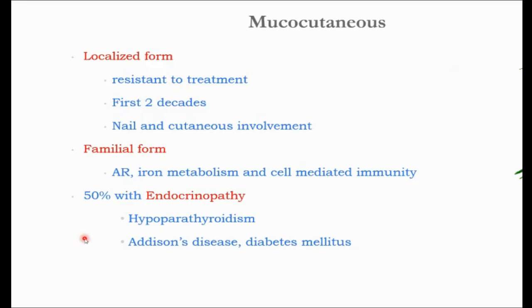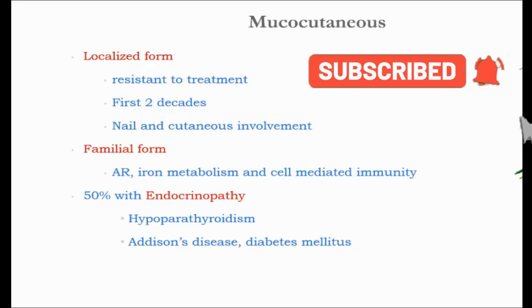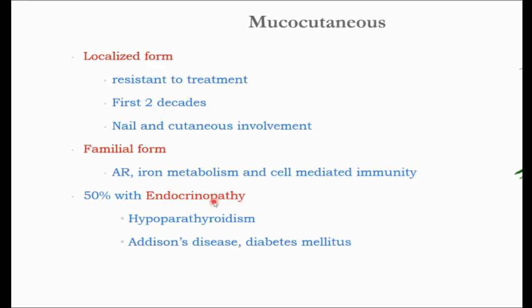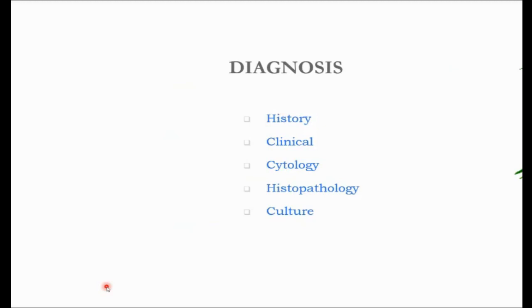The iron metabolism is affected, cell-mediated immunity is affected, and 50% of the cases are seen in association with endocrinopathy. This is what I want you to remember when it comes to the mucocutaneous type: there is nail and cutaneous involvement, iron metabolism, and endocrinopathy. If you remember these things, that's enough. There are also other systemic conditions like hypoparathyroidism, Addison's disease, and diabetes mellitus seen in association with the mucocutaneous type. So let's see how a diagnosis can be done.